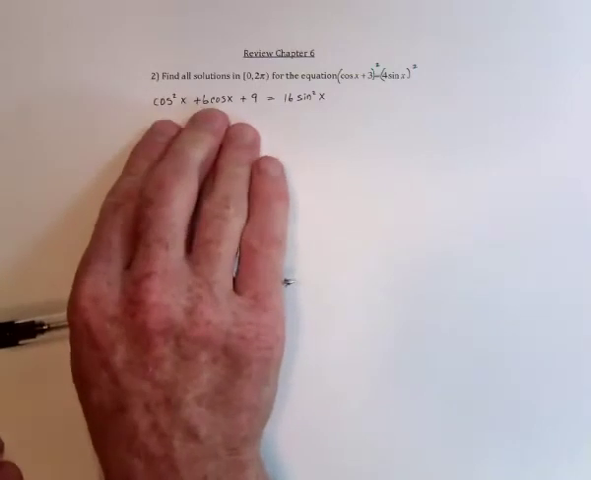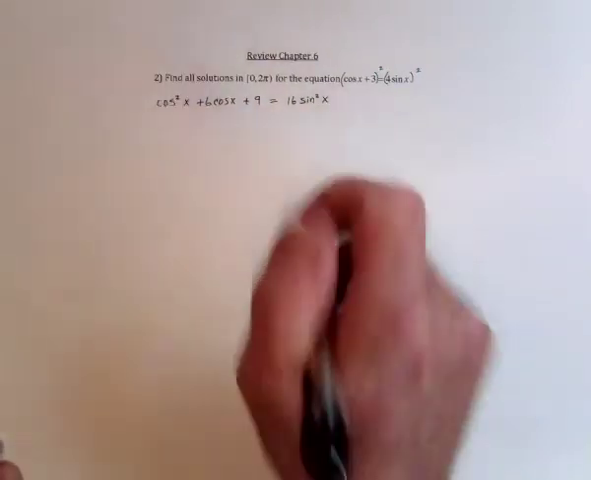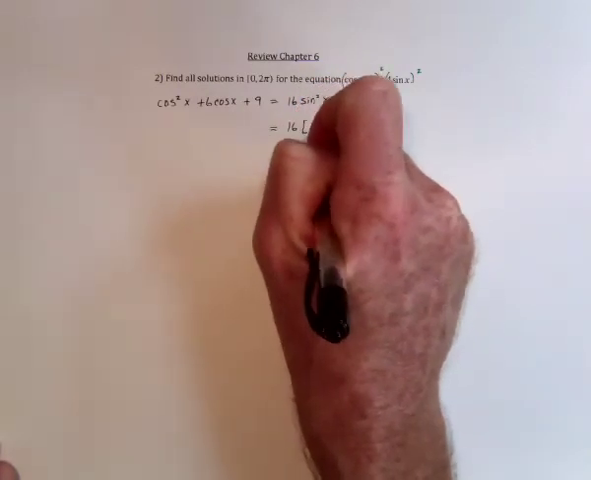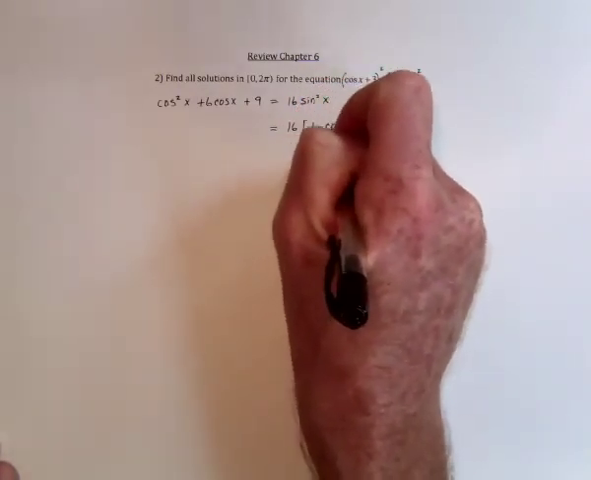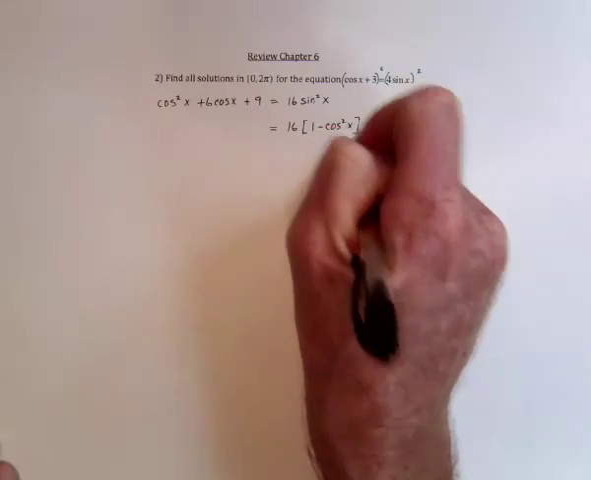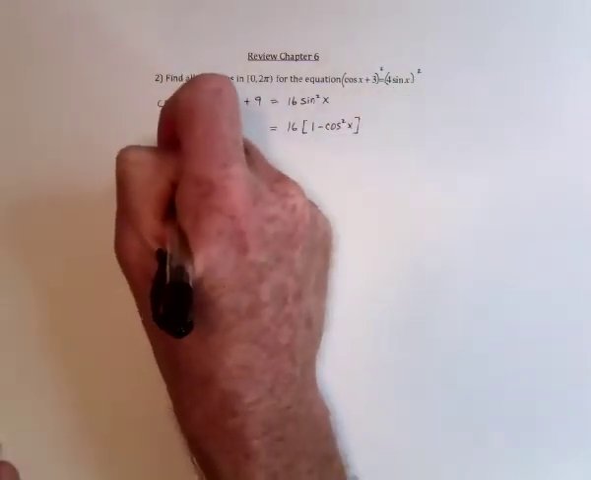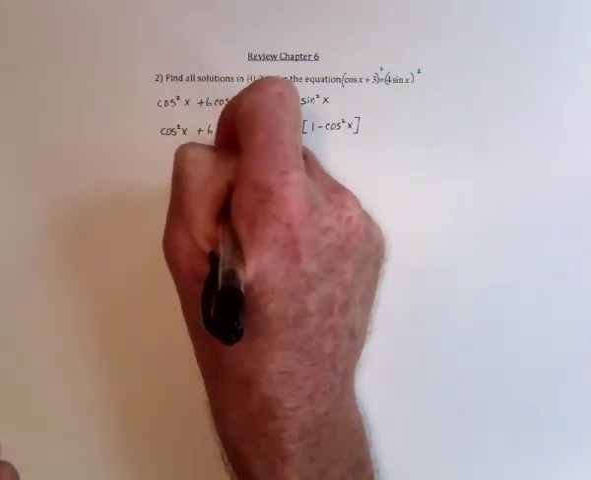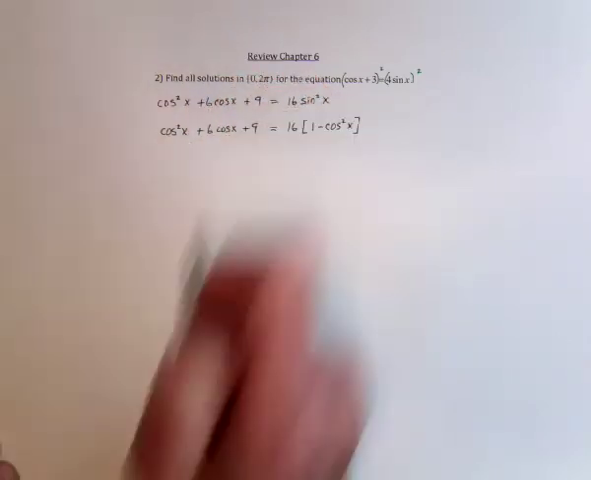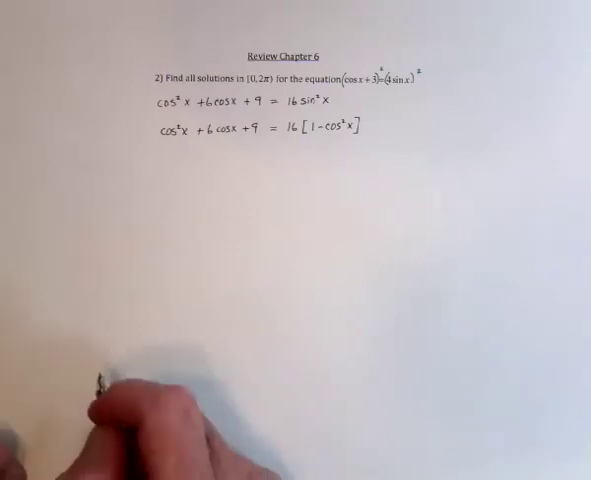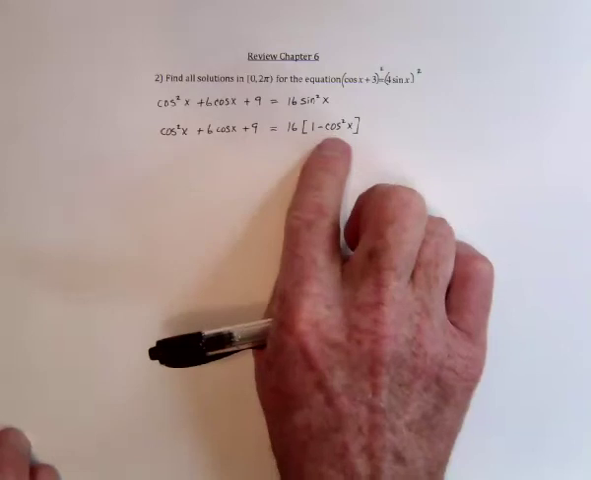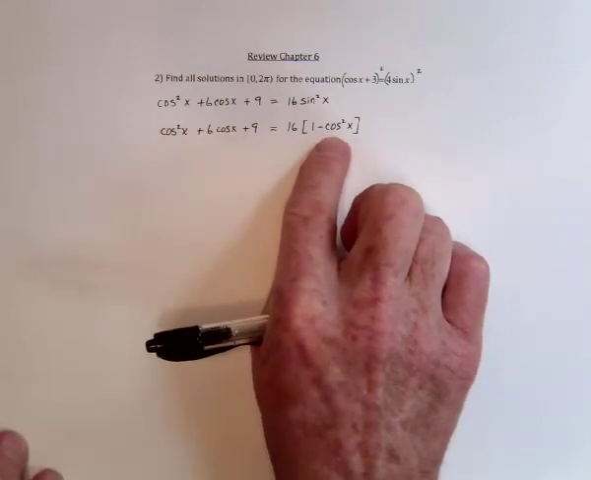Everything over here is cosine, so I should probably change this. Sine squared is equal to 1 minus cosine squared. Recopy the other guys on the left-hand side. And then distribute. So this is going to be a 16 and a negative 16 cosine squared.